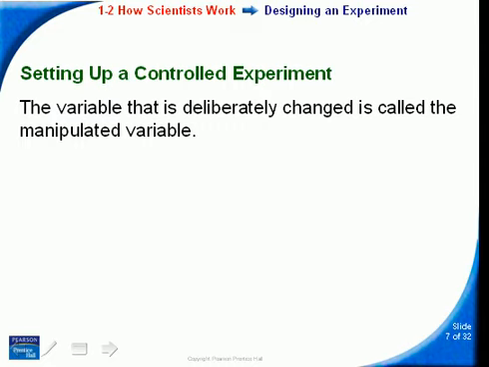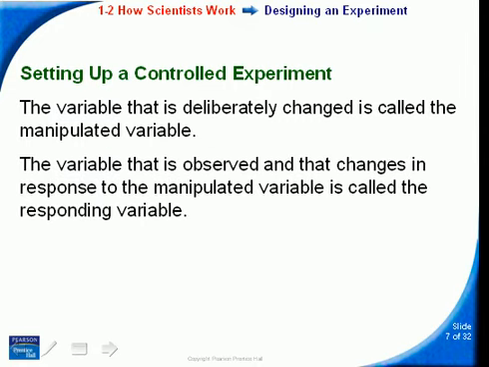Let's go on to the next step, setting up a controlled experiment. So, first thing we need to do is define the word variable, and it is something that can be changed or controlled. The variable that we deliberately change is called the manipulated variable, and then the variable that responds to this, that you observe that changes, is your responding variable.